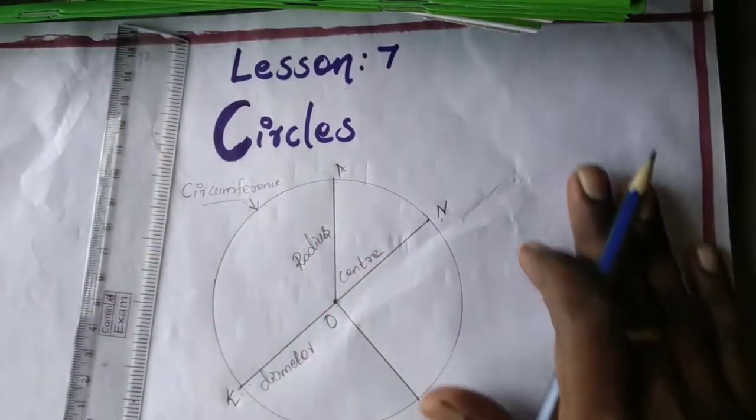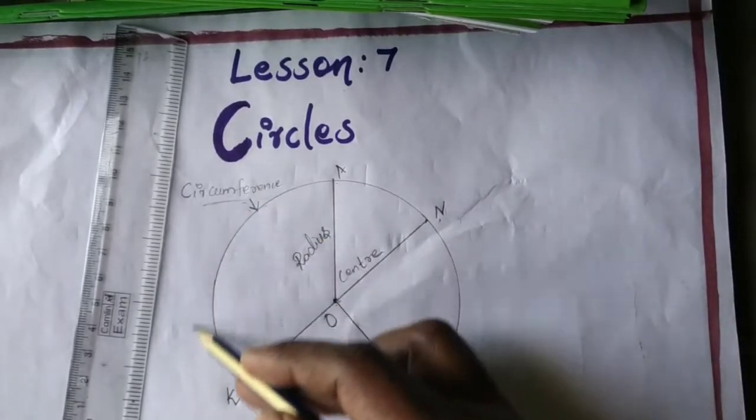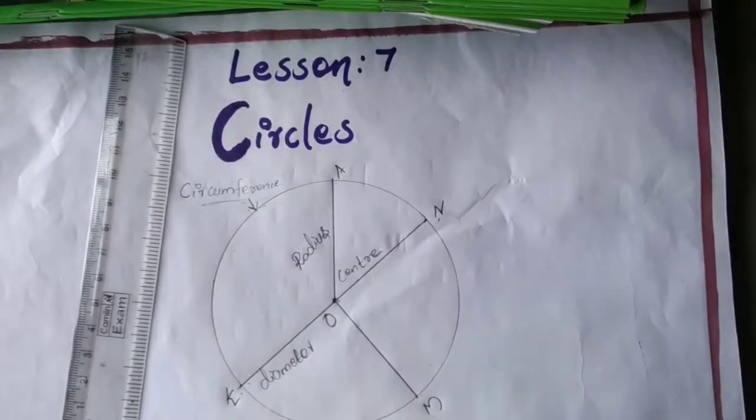These are the basic things about circles, and the length of the boundary of the circle is called the circumference.